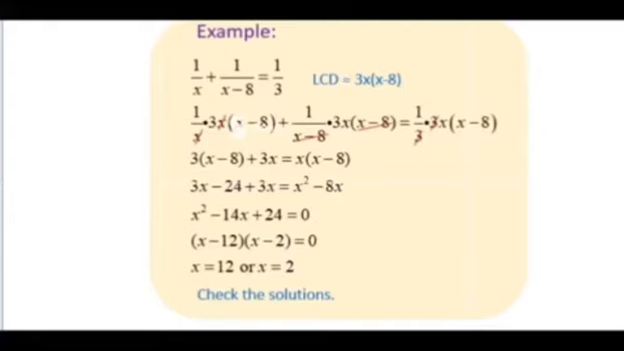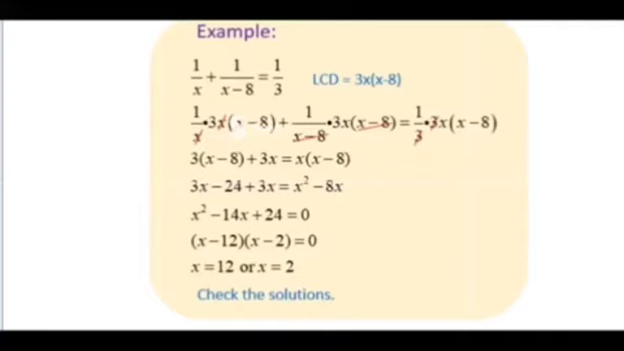So the example is 1 over x plus 1 over x minus 8 equals 1/3. First, you will find the LCD, and the LCD is 3x times x minus 8. So you will distribute the LCD. All the like terms will be cancelled out.